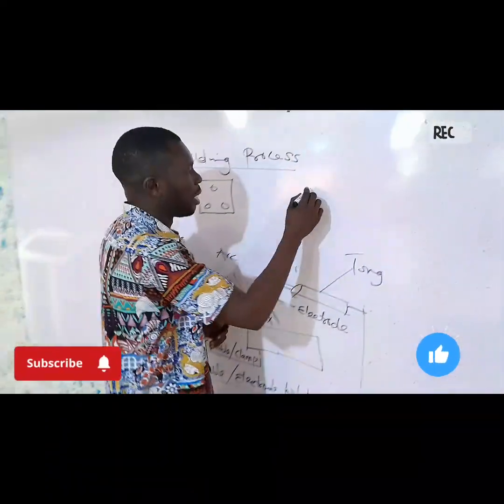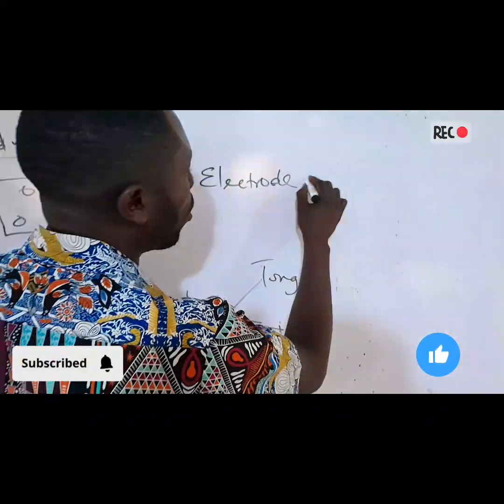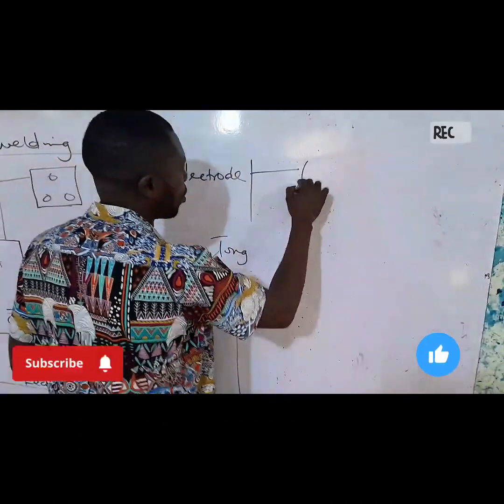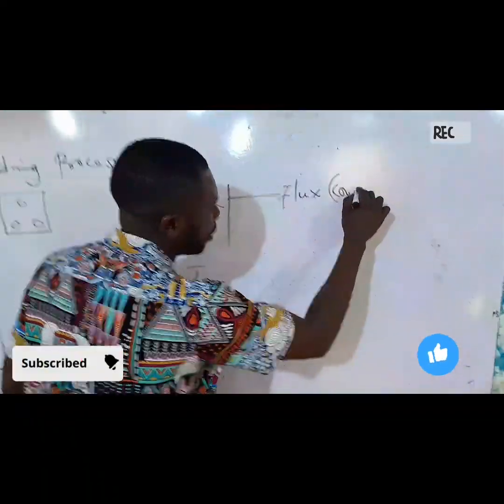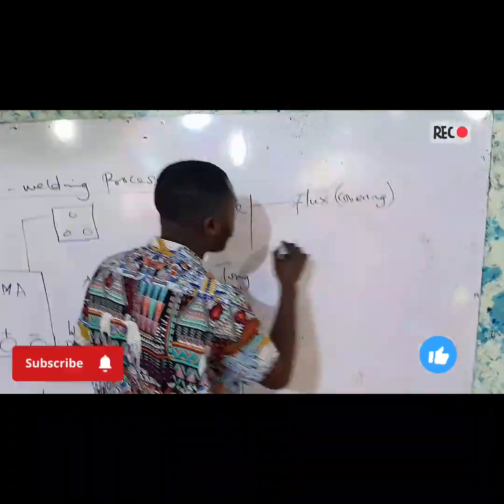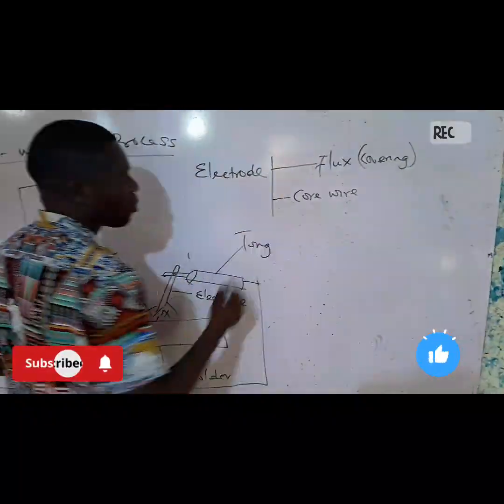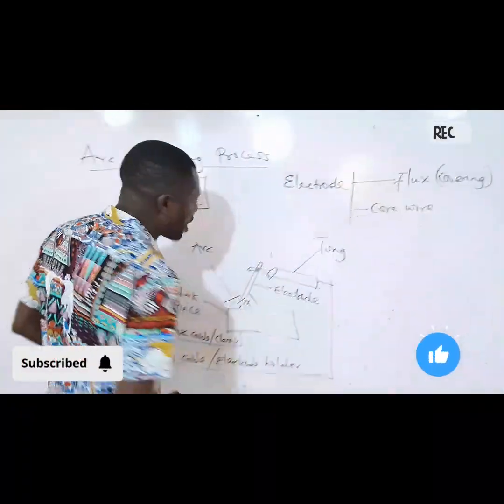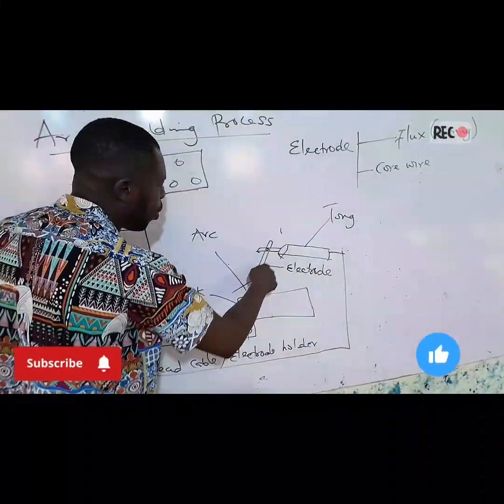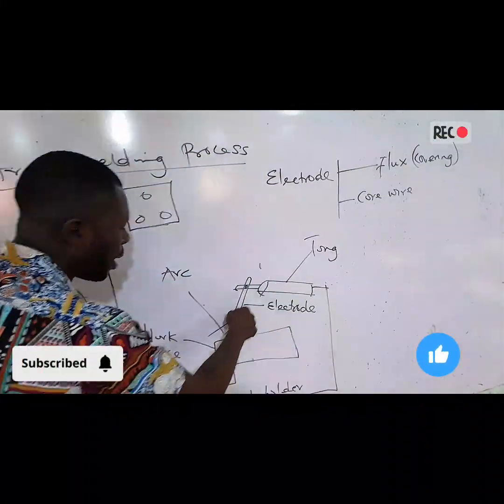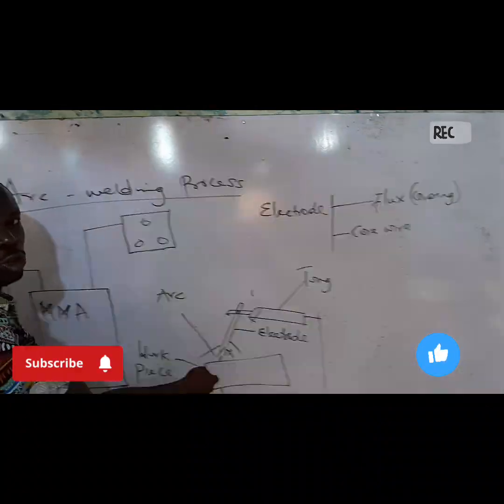And then when it goes to this tongue, it will flow through this electrode, because the electrode is made up of two parts. In the electrode, we have what we call the flux, which is also known as the covering. And then we also have the core wire, which is a conductor. The core wire will conduct these free charges that are flowing through this electrode, and then there will be an air gap here for those charges to jump.